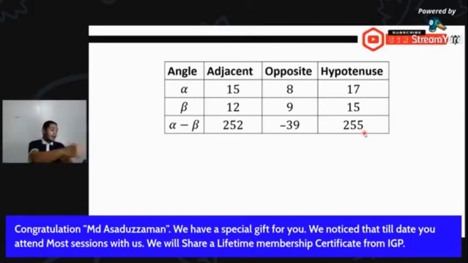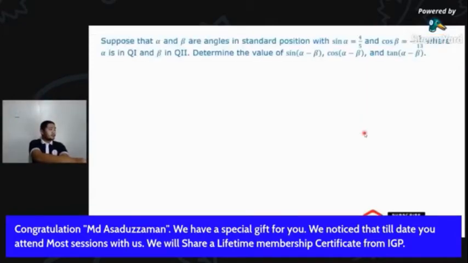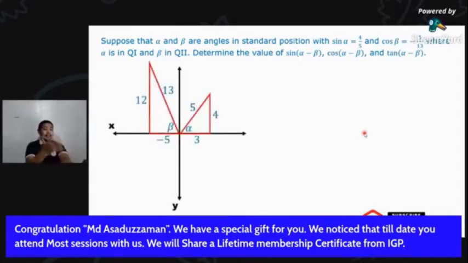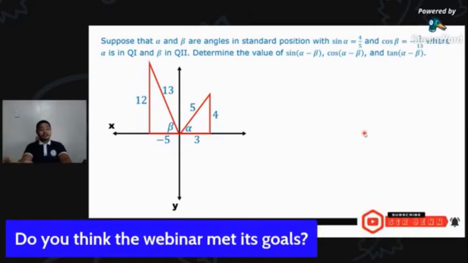So let us have an example regarding the difference identities. Let us use the same example a while ago so that we can maximize the given example. Let us identify the value of sine alpha minus beta, the value of cosine alpha minus beta, and the value of tangent alpha minus beta. So let us apply the concept of the difference identities.